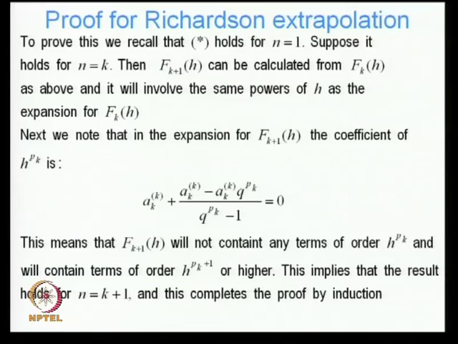So, if we know that it holds for F1, we assume that it holds for Fk. If it holds for Fk, it has to hold for Fk plus 1. So, since it holds for 1, it holds for 2, it holds for 3, it holds for any n. What this proof tells us is that if I apply the Richardson extrapolation repeatedly, I am going to get F0 with greater and greater accuracy. The error is going to reduce.